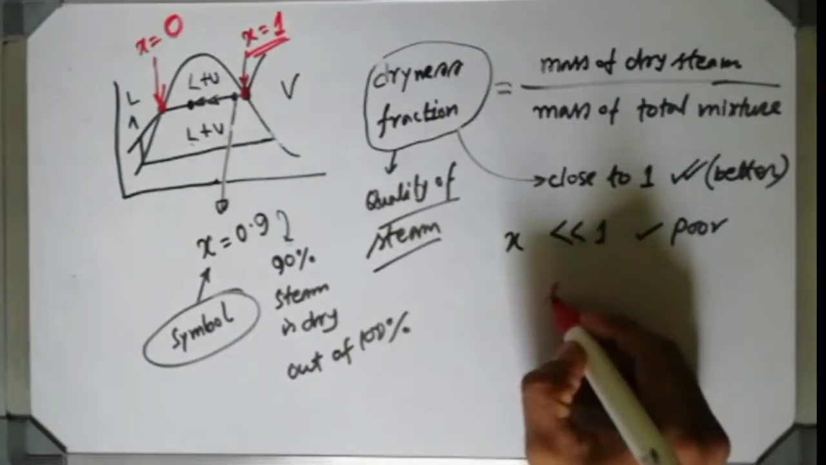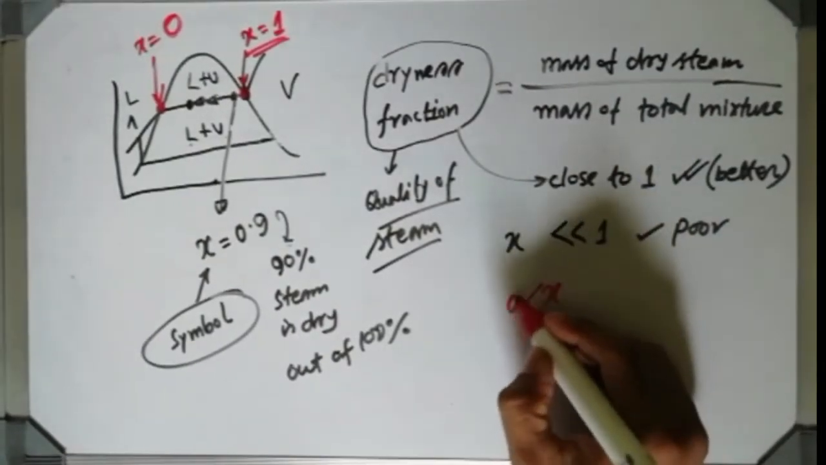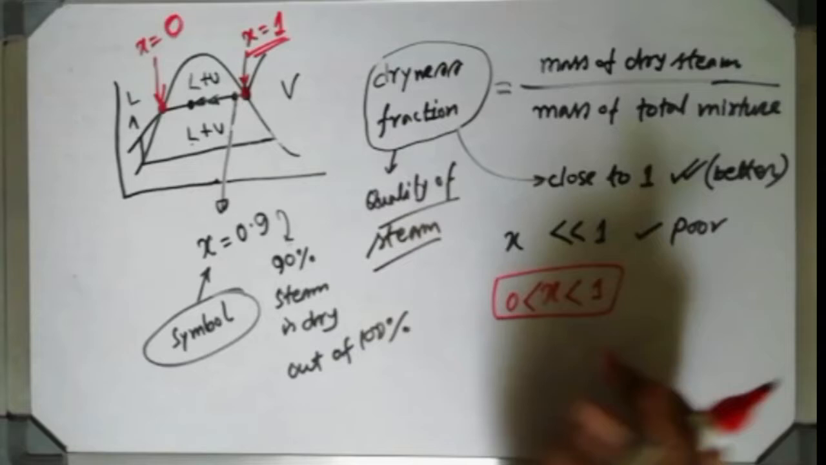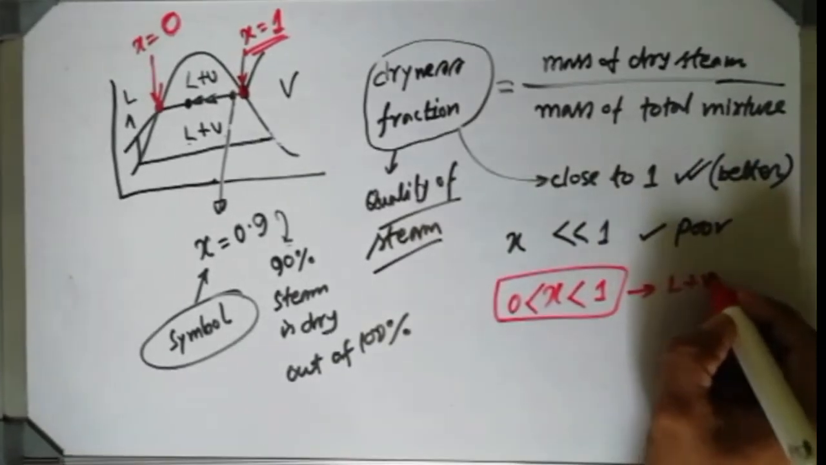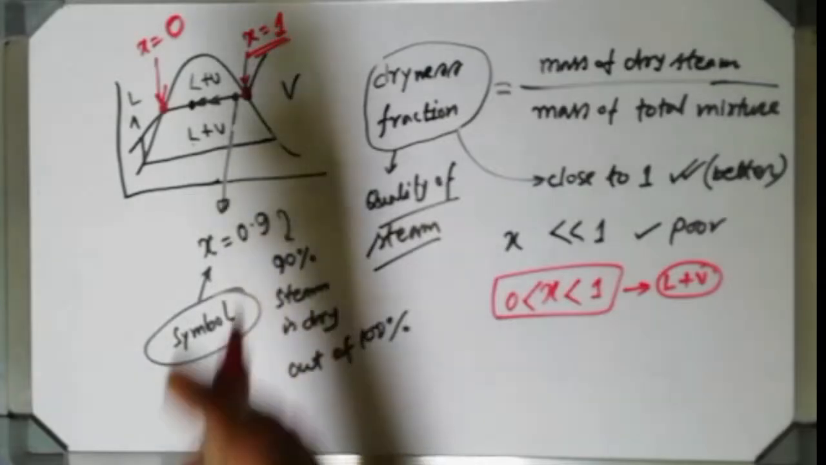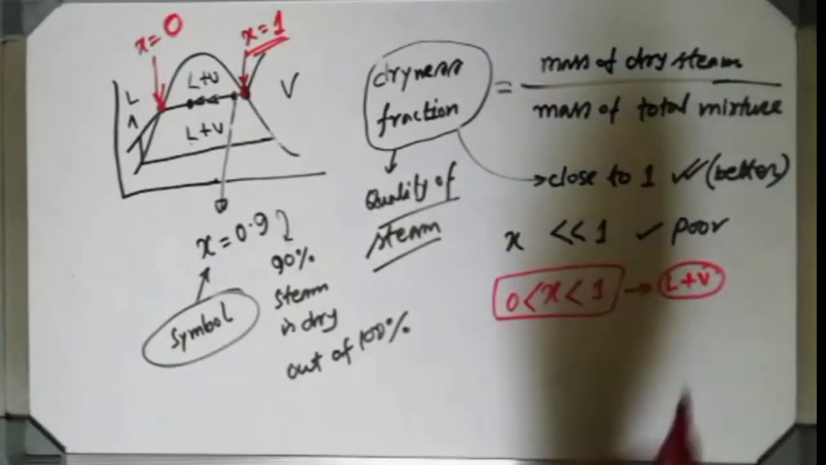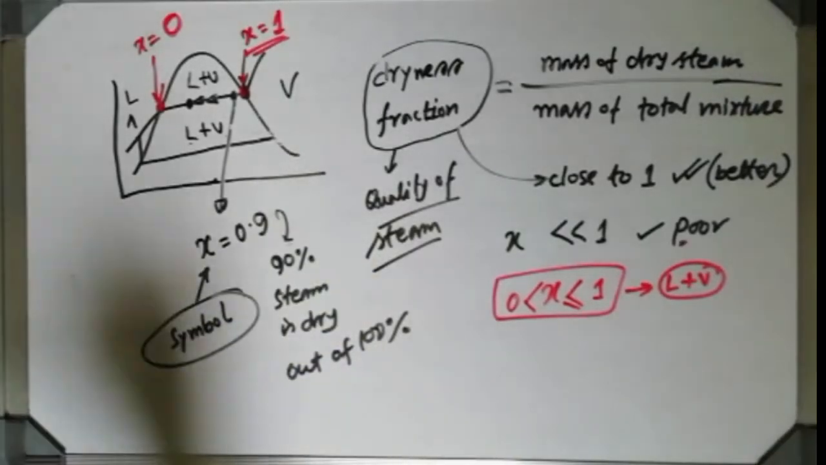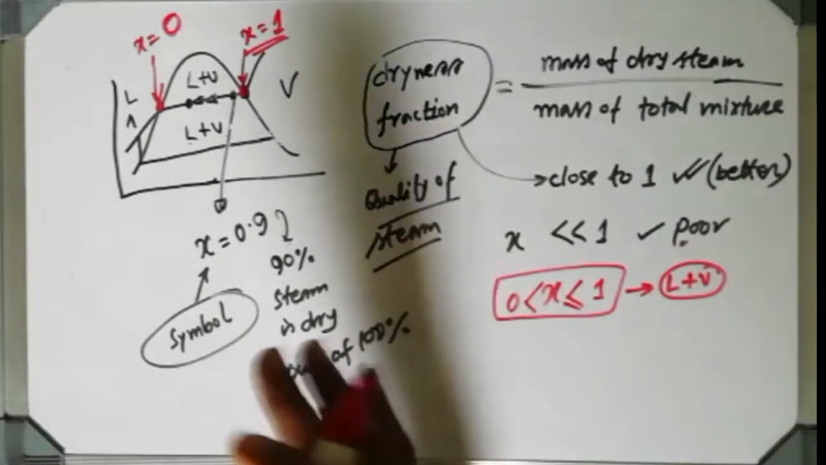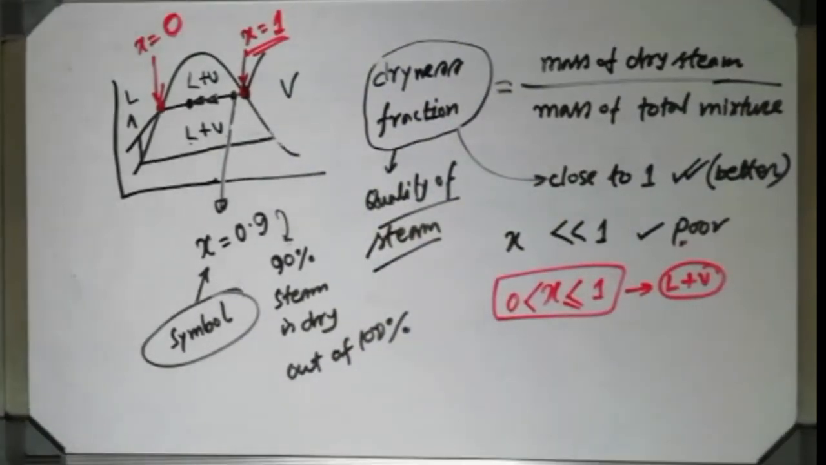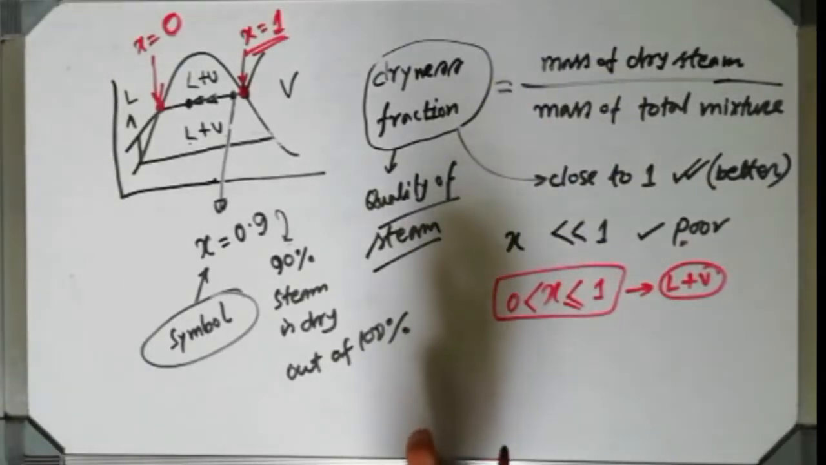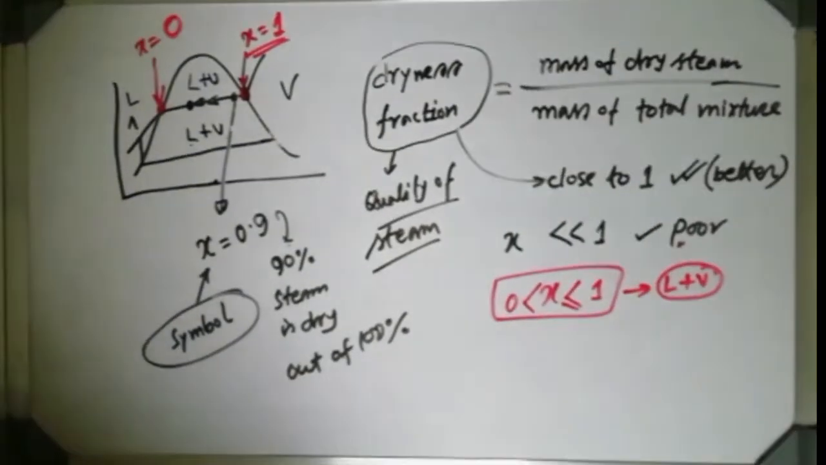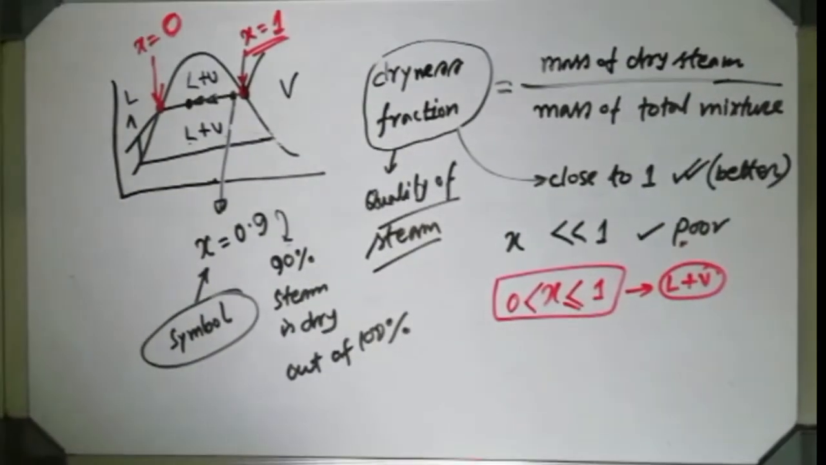So the dryness fraction value will always be more than 0 and less than 1, because it is resting in between the L and V zone, the liquid and vapor zone. When it reaches the dry saturated line, then it will be 1. So I can put it like less than or equal to 1. Okay. So from this part, lots of objective questions come every year. What is dryness fraction? Regarding the dryness fraction, all this information can be used to form multiple objective questions.